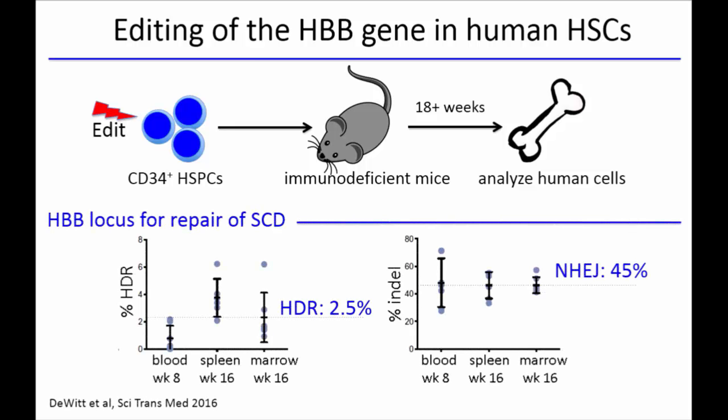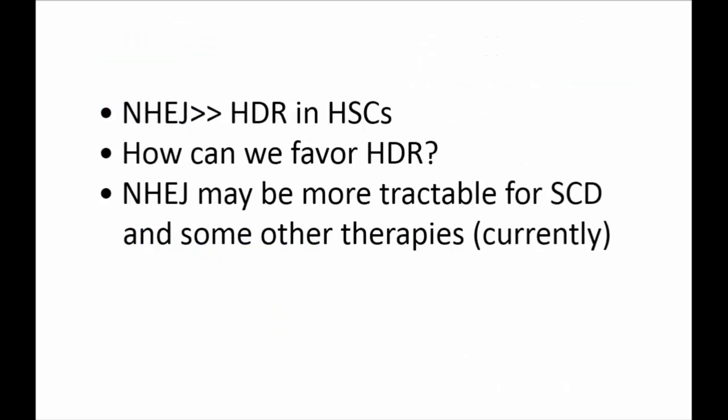This is a study from Jacob Korn's lab, where he measured editing in human HSCs in this kind of way at the beta globin locus, trying to look at the ratio between HDR and NHEJ. And what you can see here, this is the marrow at 16 weeks. The HDR is 2.5%. The NHEJ is 45%. So that's an experimental demonstration of what I told you.